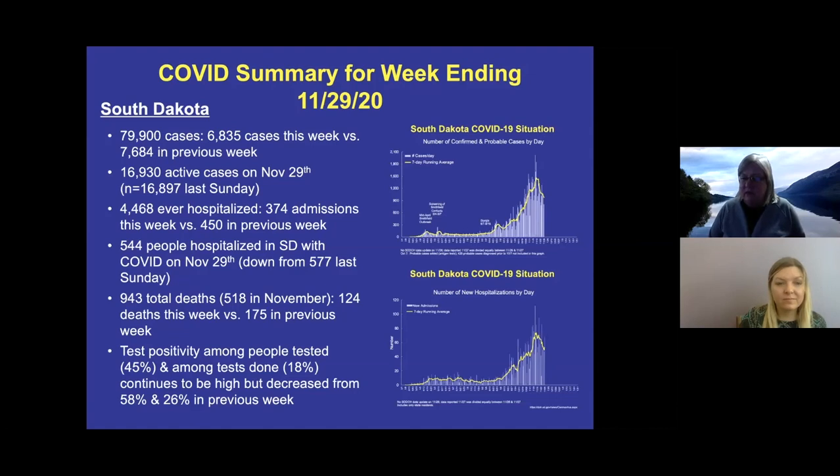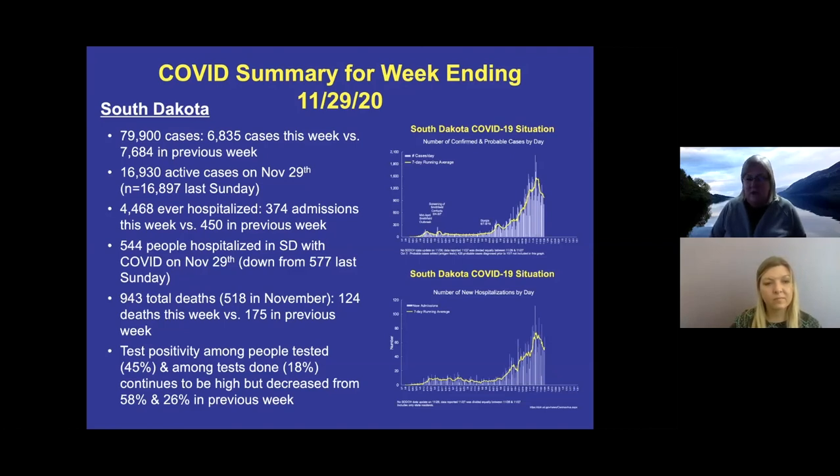4,468 people have been hospitalized with COVID. There were 374 admissions this week compared to 450 in the previous week, so that's also down a little bit. As of November 29th, yesterday, there were 544 people hospitalized in South Dakota with COVID, and that's down from 577 the Sunday before. There have been a total of 943 deaths.